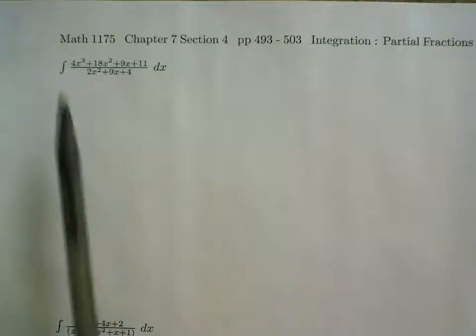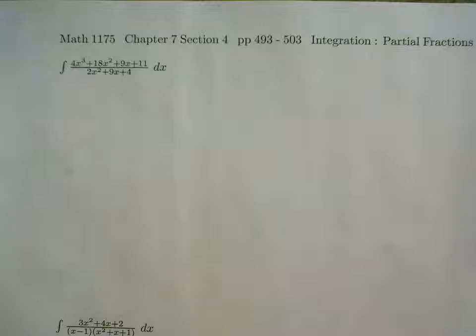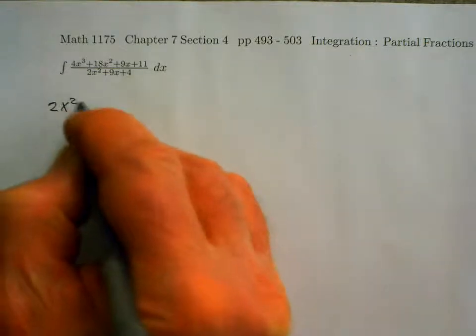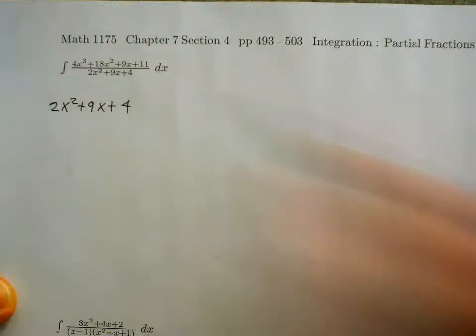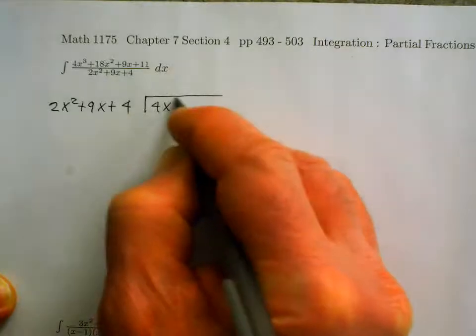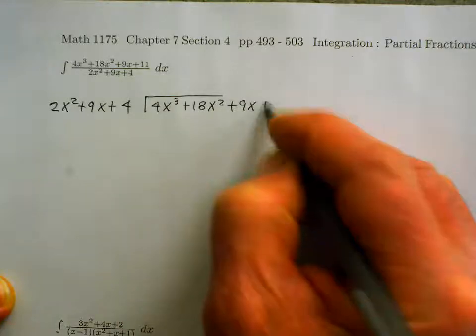Yeah, since the degree of the numerator is 3 and the degree of the denominator is 2, it's an improper rational expression. So before we do any integrating, we have to divide the numerator by the denominator using polynomial long division. So we do that first. Divide 2x squared plus 9x plus 4 into the numerator, 4x to the third plus 18x to the second plus 9x plus 11.